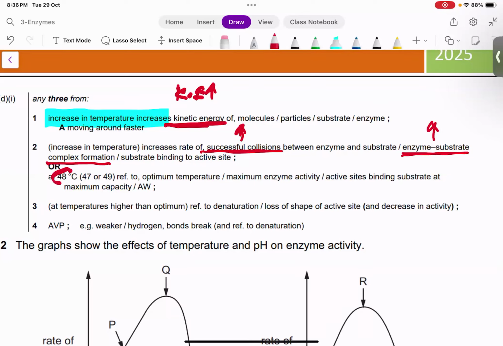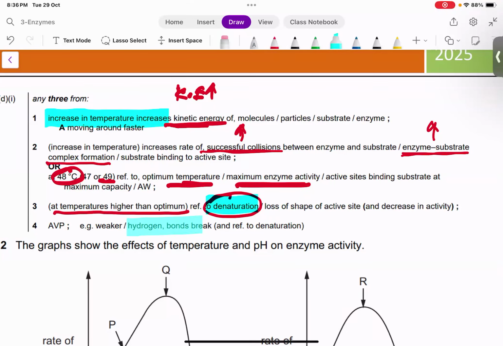At 48 degrees Celsius, whatever the value from there, 47 or 49, this is an optimum temperature and the rate of enzyme activity is the maximum. Then you see, at a temperature higher than the optimum temperature, denaturation of the enzymes takes place. Why does this denaturation of enzymes take place? You should give a reason for that, and that is that hydrogen bonding breaks or dissociates, and that leads to changing the tertiary structure of this protein, and that changes the shape of the active site, and that is what is known as denaturation. Hope you have understood it.